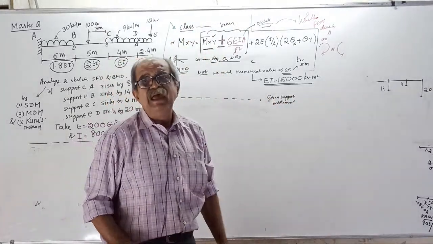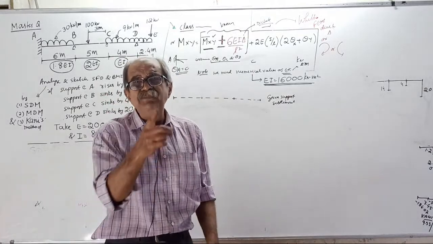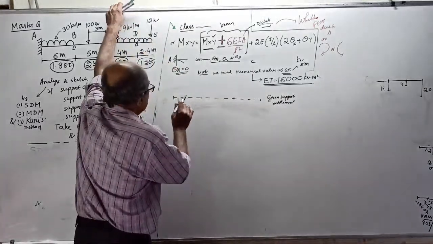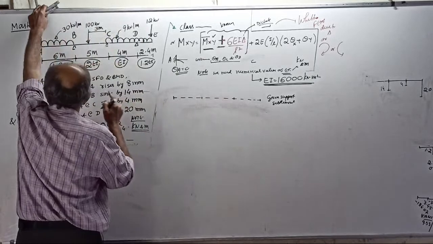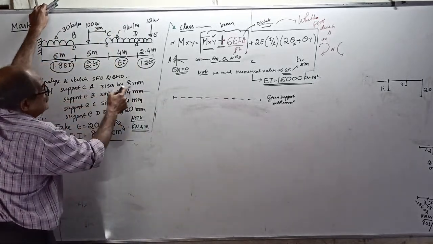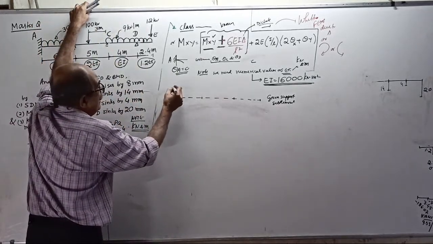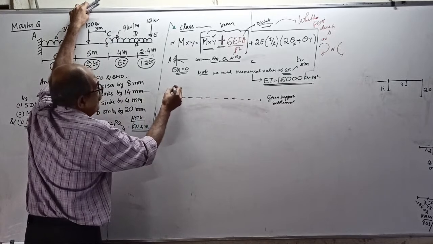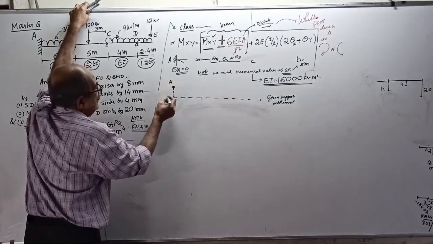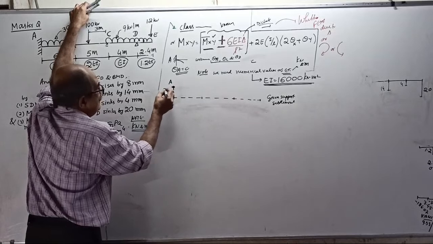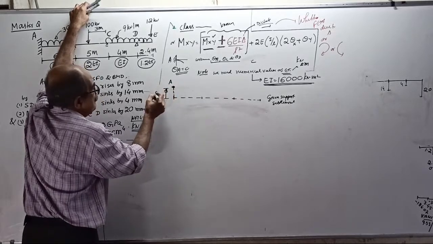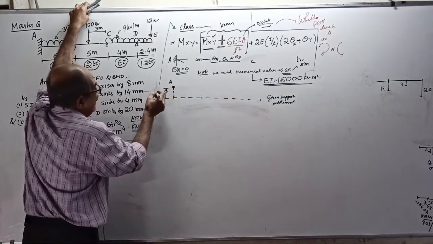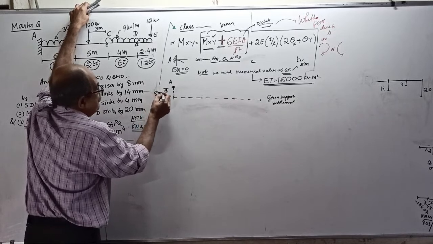Sometimes people put A, it goes to A dash. Confusion comes. Therefore, on the safer side, do not write A, B, C, D. See here. A rises by 8 mm. So A will come here. See, this is the final position of A. This goes up by 8 mm. That is not delta. 8 mm.